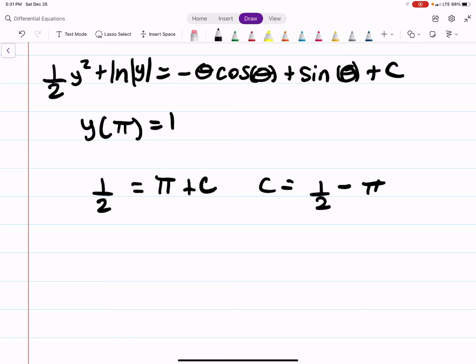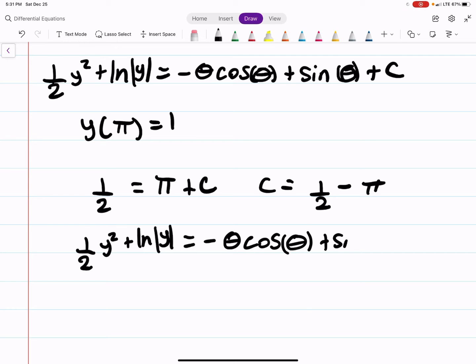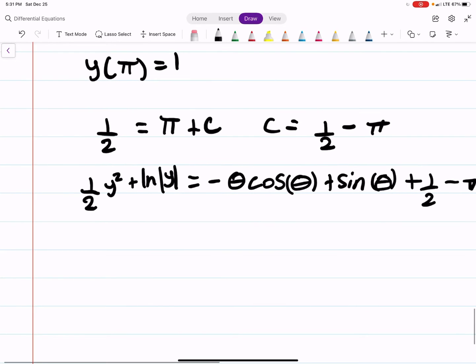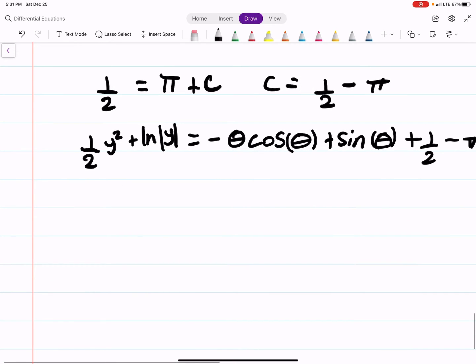So, of course, you could substitute that in. And now we have our particular solution. So nothing crazy there, not bad, just need to know to integrate by parts.